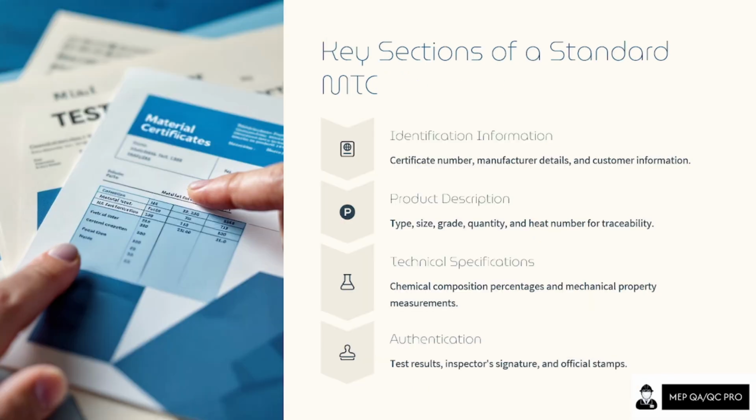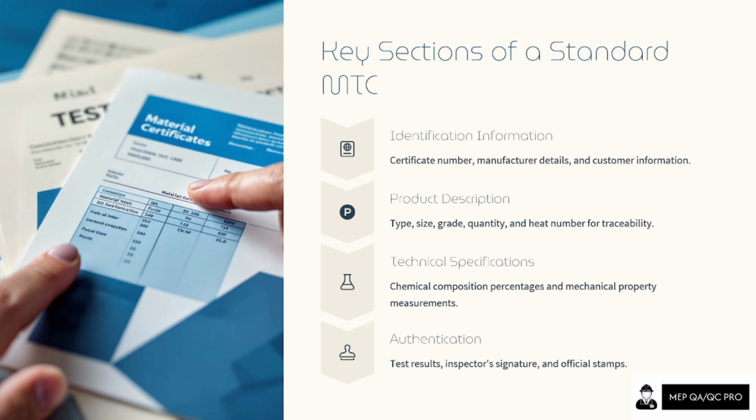Okay, let's go to the key sections of a standard MTC. Suppose you send the email to your supplier and you have received the material test certificate based on the delivered material. The first thing is you need to check the certificate number, manufacturer details, and the customer information. In the material test certificate, these three things are the most important things to identify first.